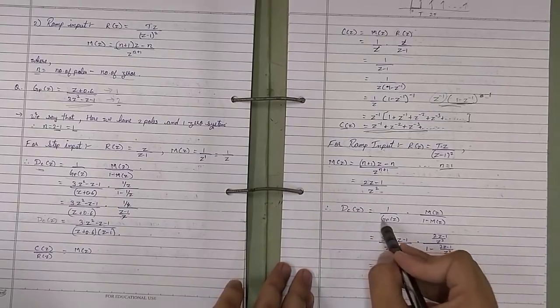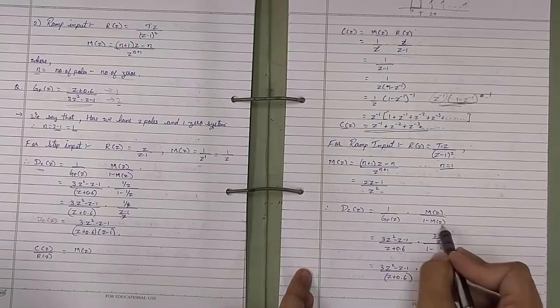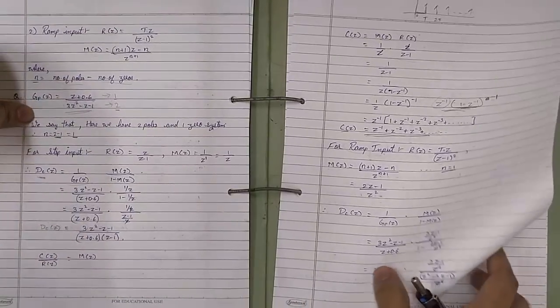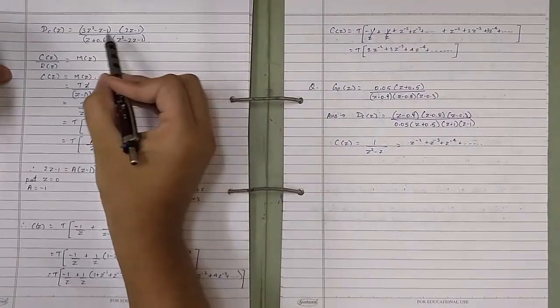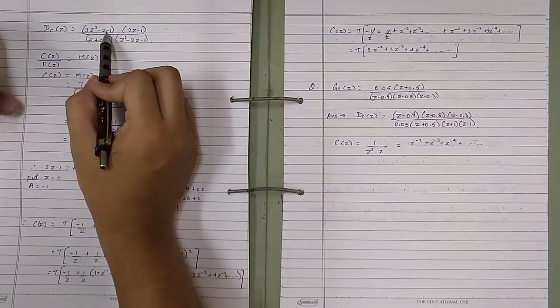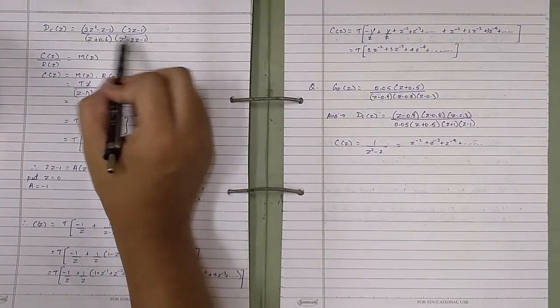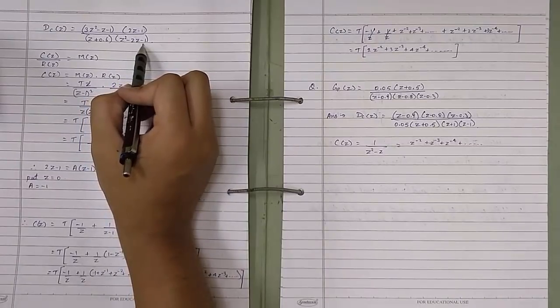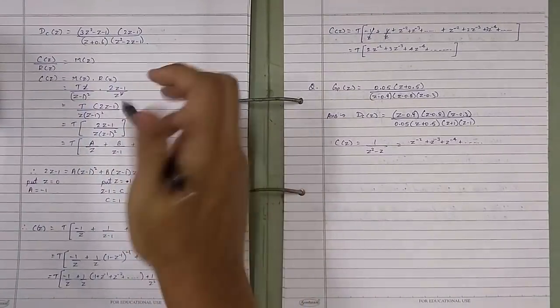Same formula, Dc(z) is 1 upon Gp(z) into M(z) upon 1 minus M(z). Substitute those values and get the transfer function of Dc(z), which will be coming around (3z square minus z minus 1) into (2z minus 1) divided by (z plus 0.6) into (z square minus 2z minus 1). So that is my deadbeat controller's transfer function.